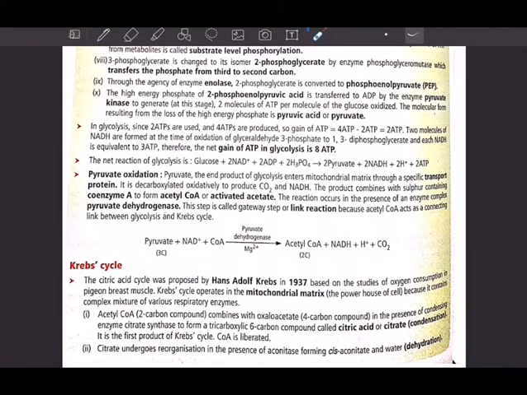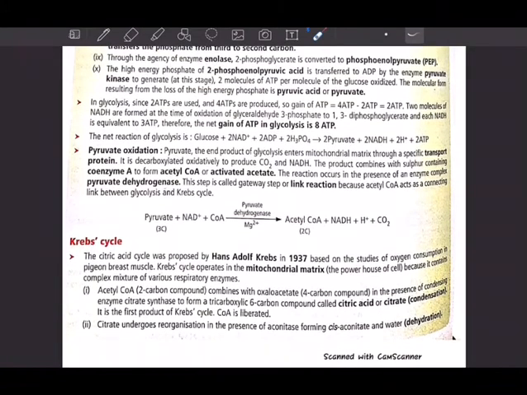So these 2 NADH, each NADH is equivalent to 3 ATPs. So 2 NADH, 2 into 3, 6 ATP. 6 ATP plus 2 ATP, 8 ATP. That's how we are arriving at the conclusion that glycolysis results in the formation of 2 molecules of pyruvates and 8 molecules of ATP. Now, next step, after glycolysis, there is an intermediate step, that is oxidation of the pyruvate.